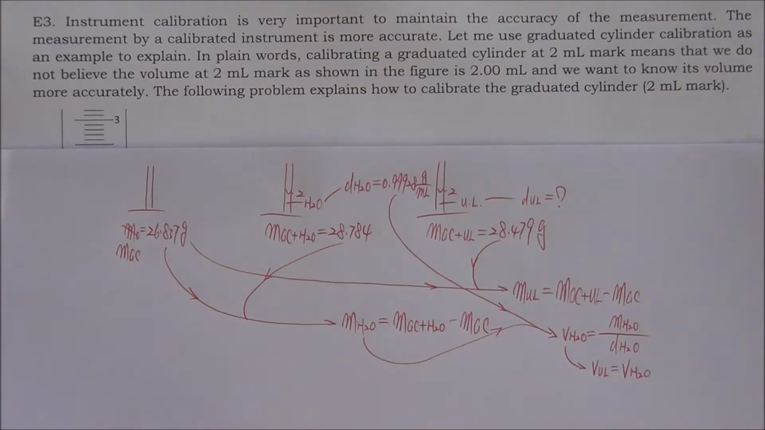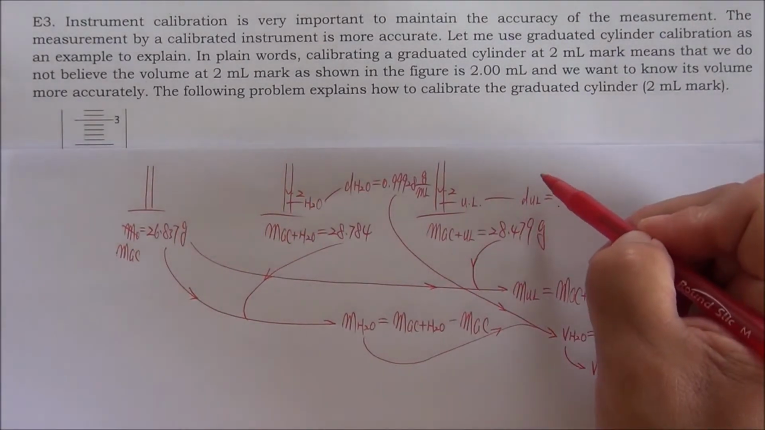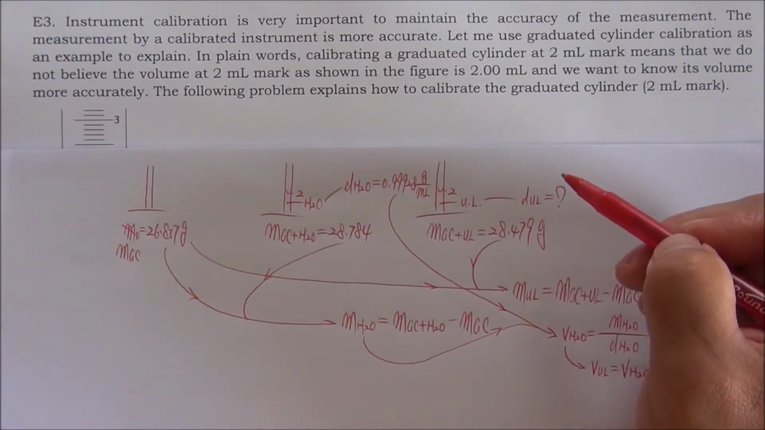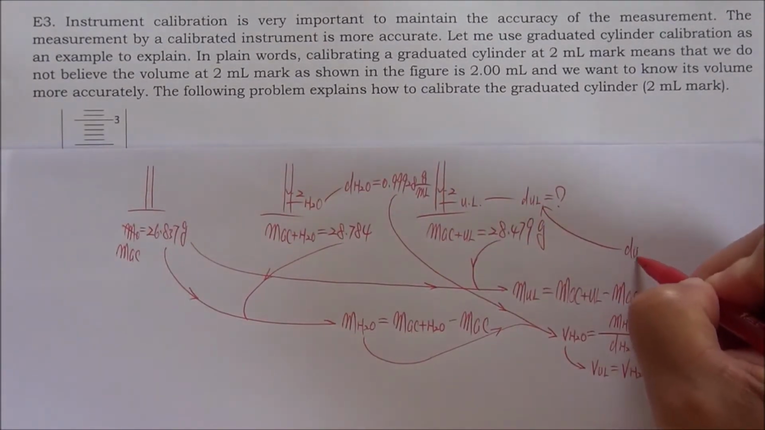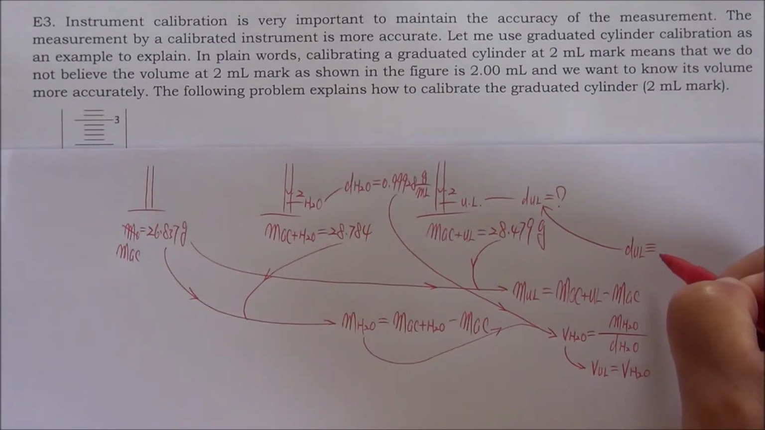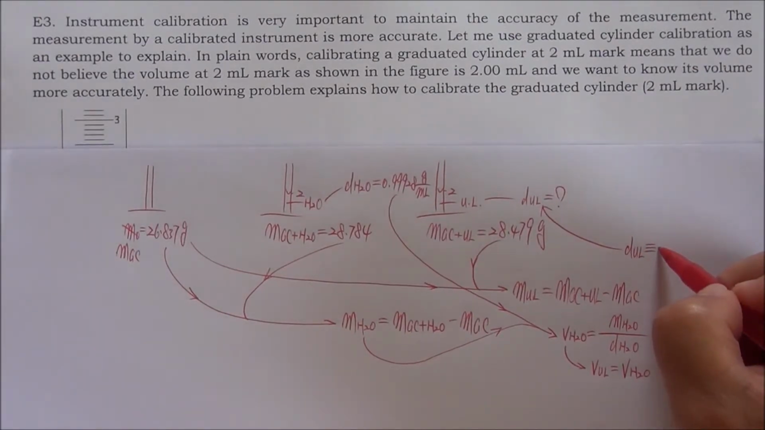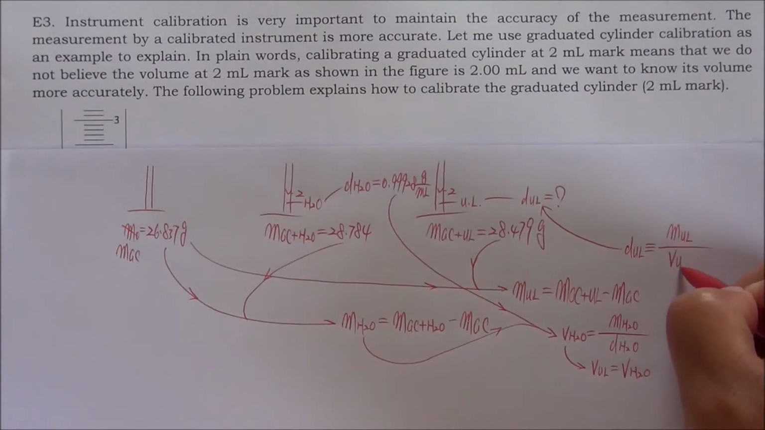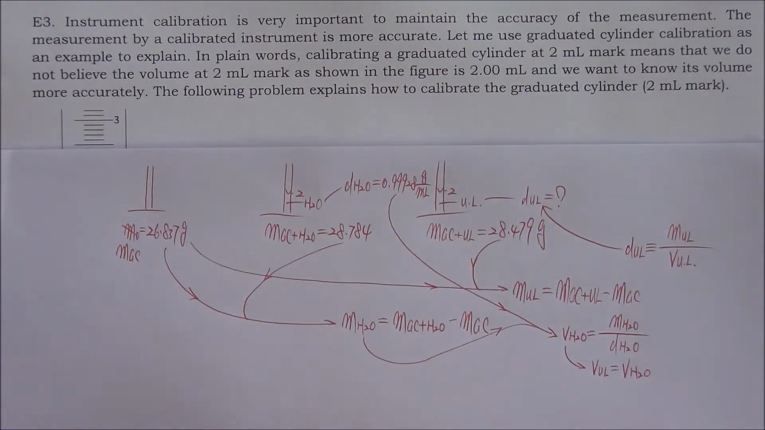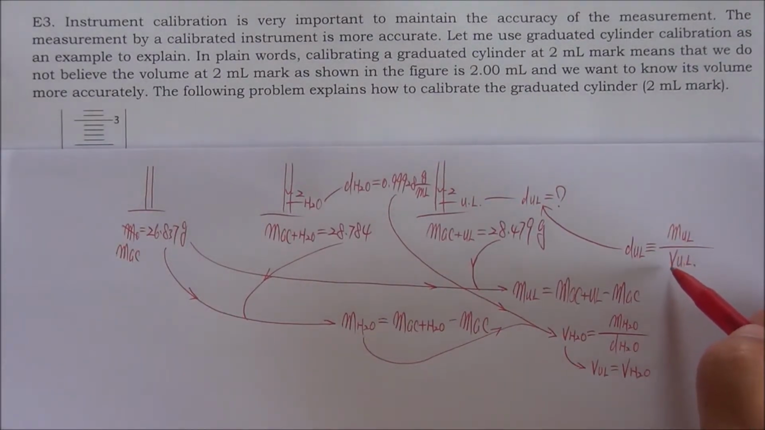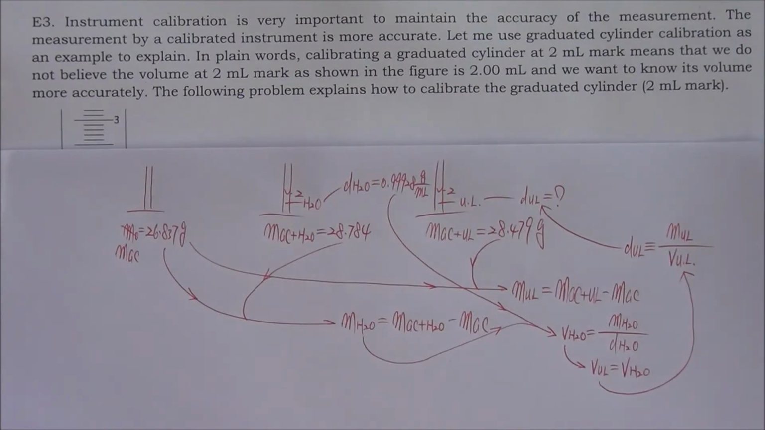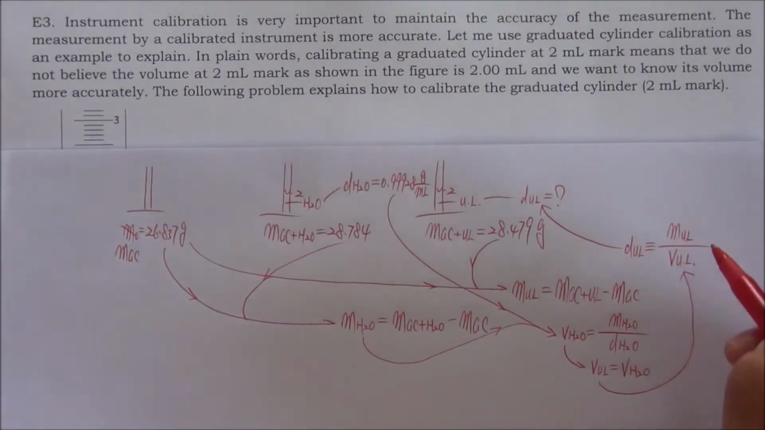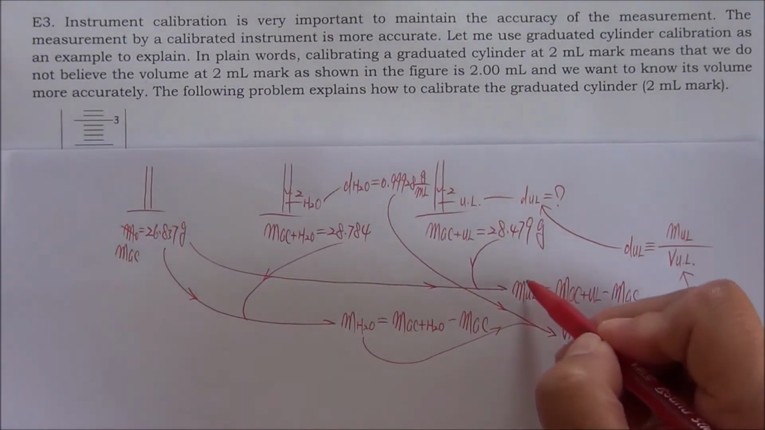Then, let's see what we are looking for. We are looking for the density of the unknown liquid. We know the formula to calculate the density of the unknown liquid. The three-line symbol represents that this is a definition. From our calculation, we already know the volume of the unknown liquid if we do this step by step. We can also calculate the mass of the unknown liquid from this step.